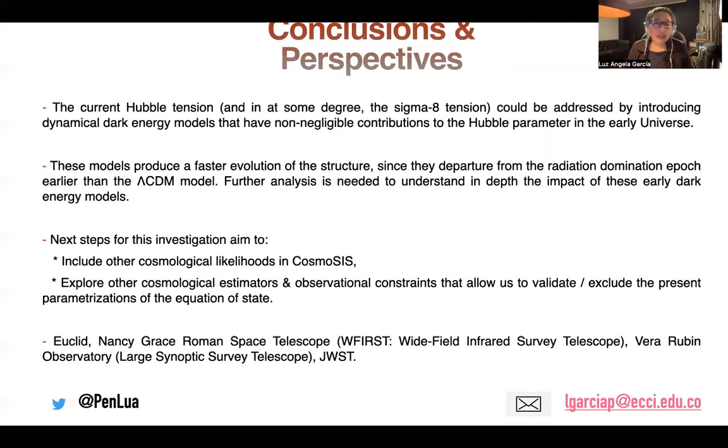We're also studying different cosmological likelihoods in CosmoSIS, and we're going to explore different estimators and samplers in order to have better constraints on the parameterizations. Finally, all of these results will soon be tested by Euclid, the Nancy Grace Roman Observatory or WFIRST, the Vera Rubin Observatory or LSST, and to some degree by James Webb.